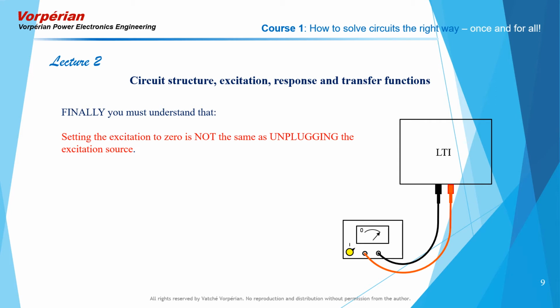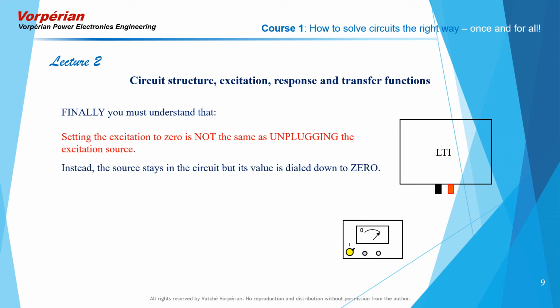This is very important because when we learn the extra element theorem and apply it to the determination of transfer functions, which are nothing more than a response over an excitation, as we'll talk about next, the extra element theorem will give you a set of instructions, and one of the instructions is set the excitation to 0. And you don't want to get that confused with unplugging the excitation.